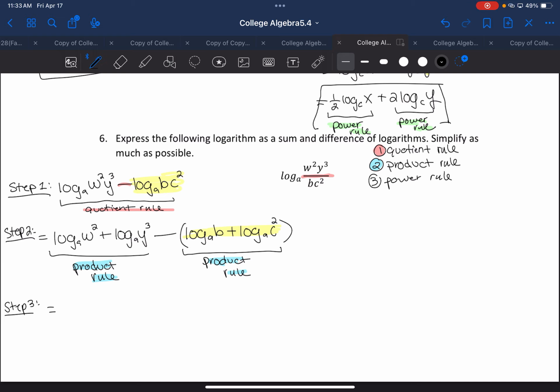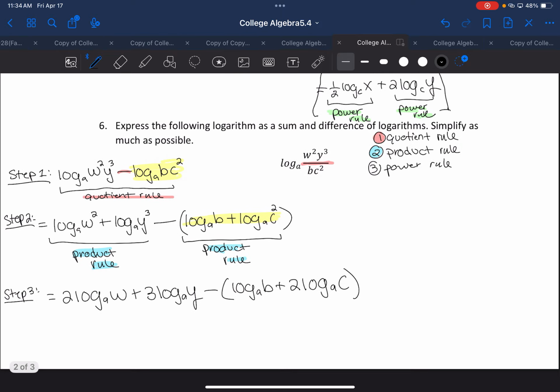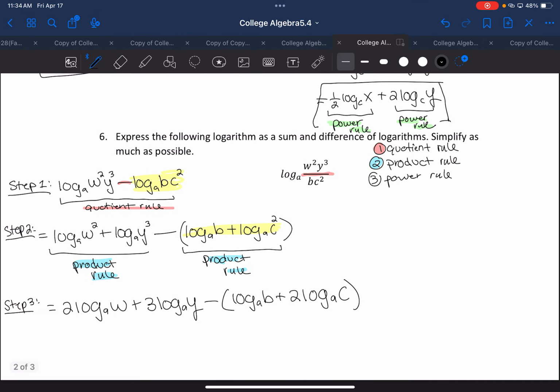So this will become 2 times log base A of w plus 3 times log base A of y. I'm going to keep this in parentheses for right now. So minus log base A of b, because there was no exponent there, plus 2 times log base A of c. So all of those, I used the power rule.